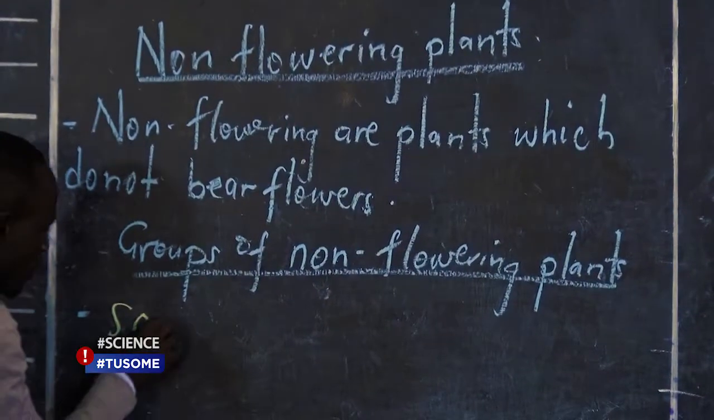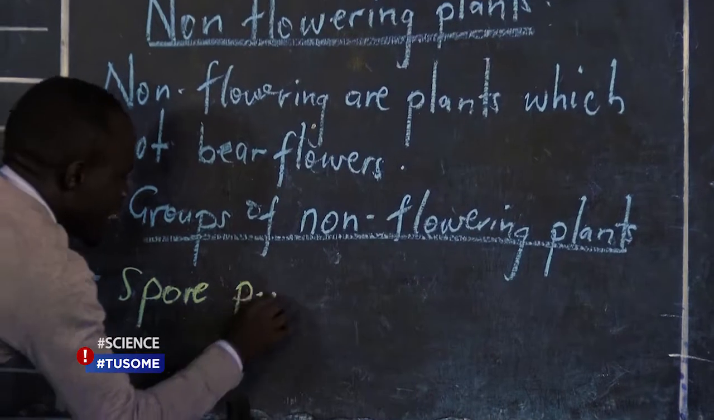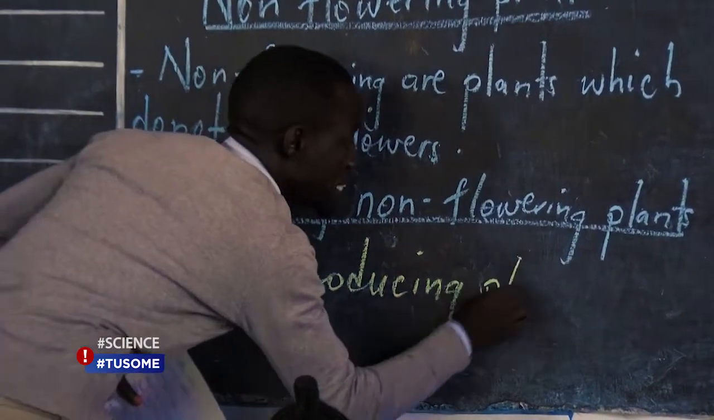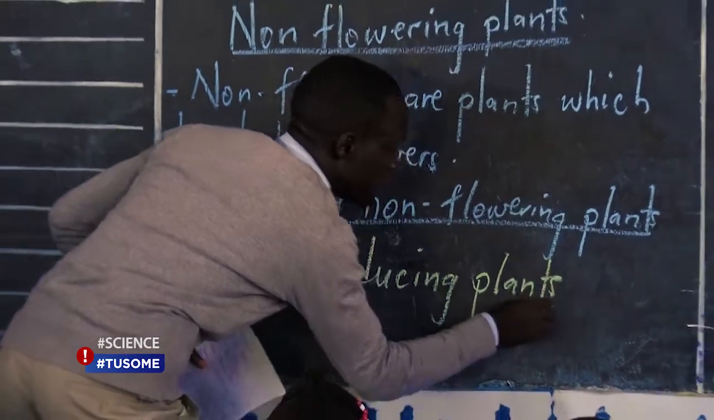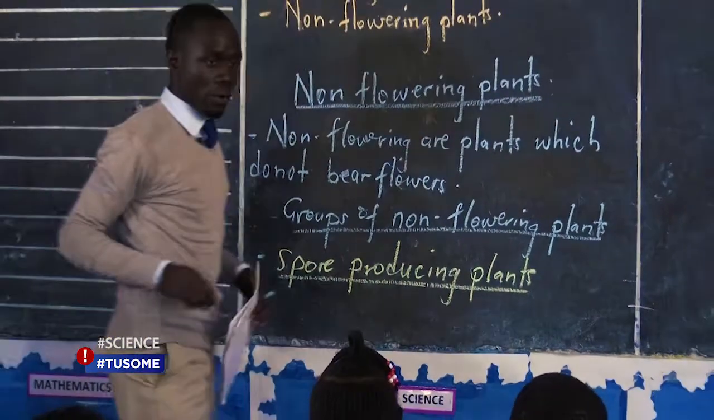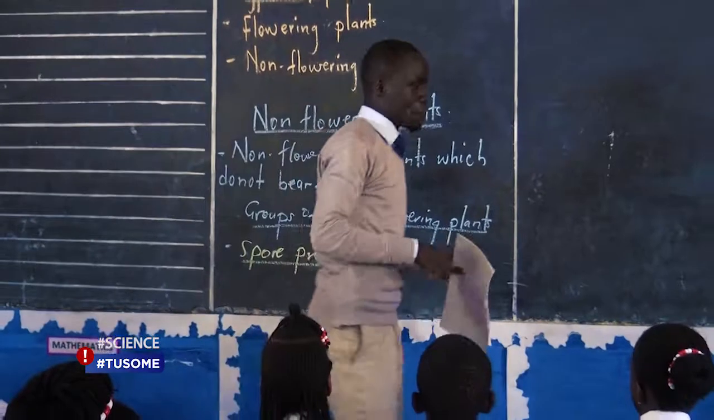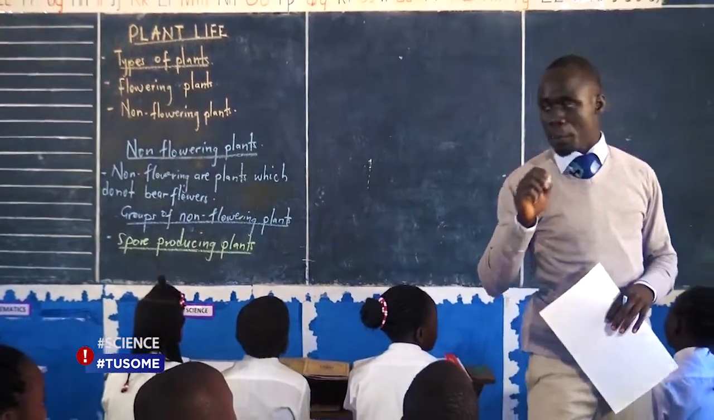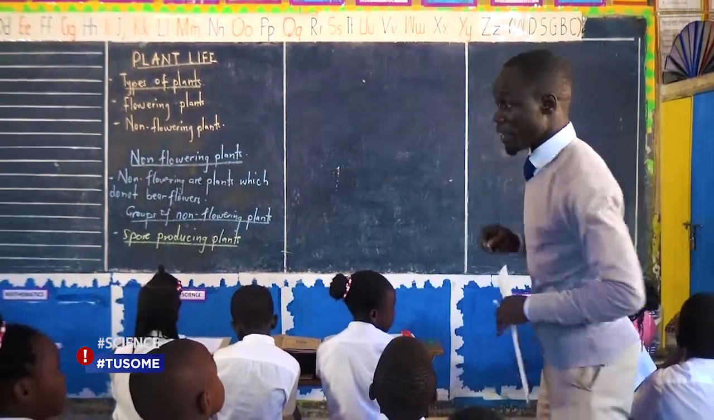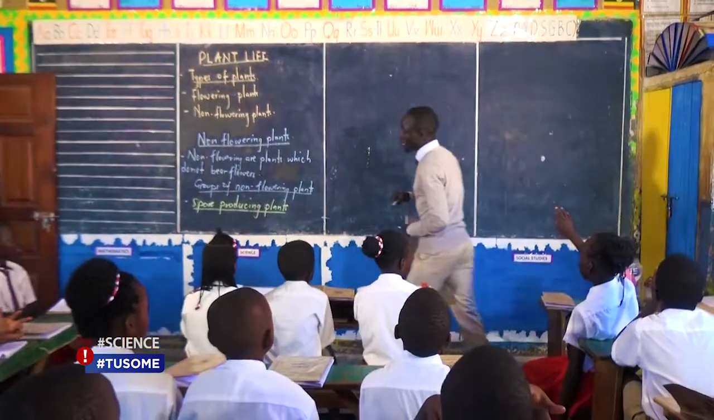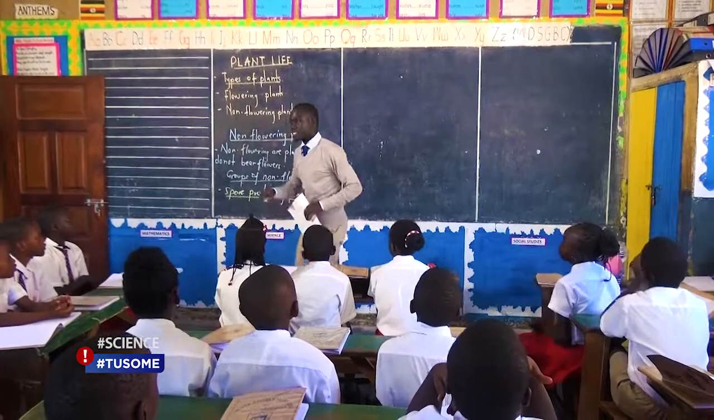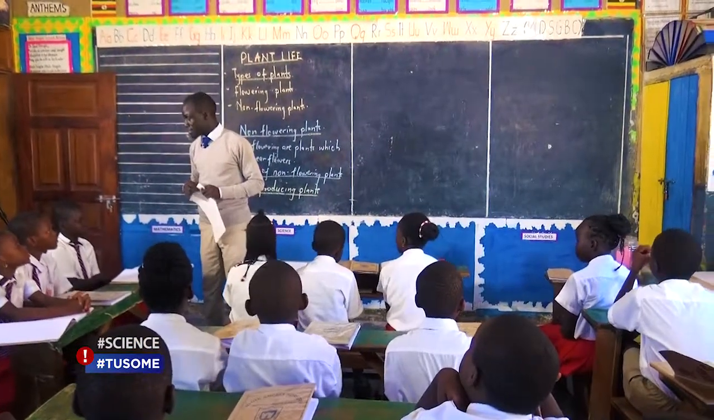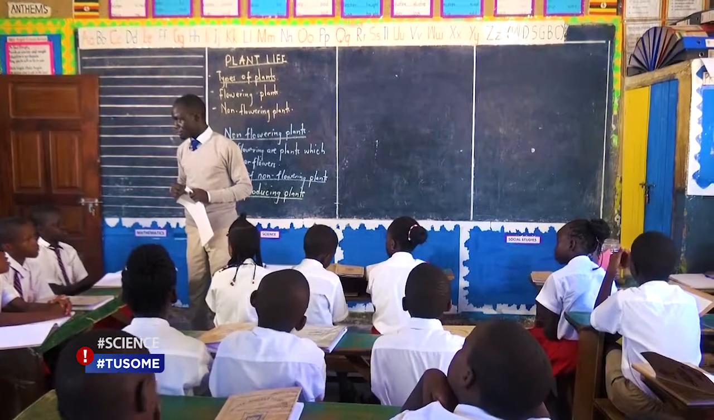We have spore-producing plants. These are non-flowering plants that reproduce by means of spores. Are we there? Yes. Everybody, what are spore-producing plants? Spore-producing plants are plants which reproduce by means of spores.